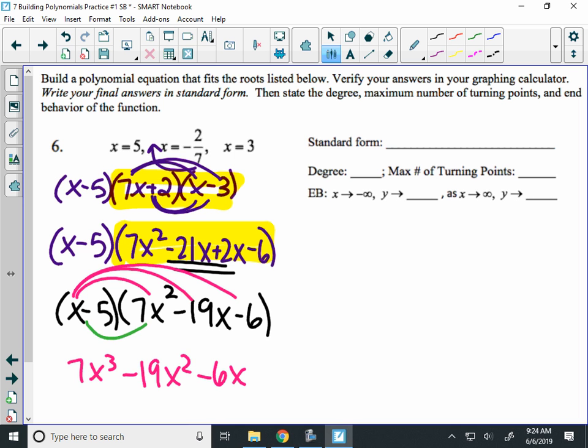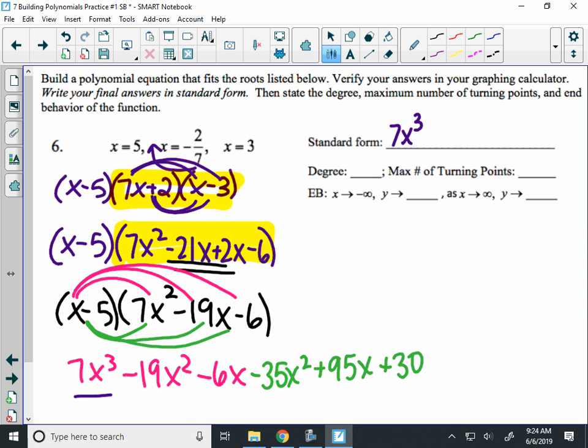Now I distribute the -5. Minus 35x squared. -5 times -19 is positive 95x. And plus 30. Now to get standard form, you just combine like terms. X cubed is the only one, so 7x cubed. -19x squared minus 35x squared will be -54x squared. -6x and 95x is 89x, and then plus 30 on the end.